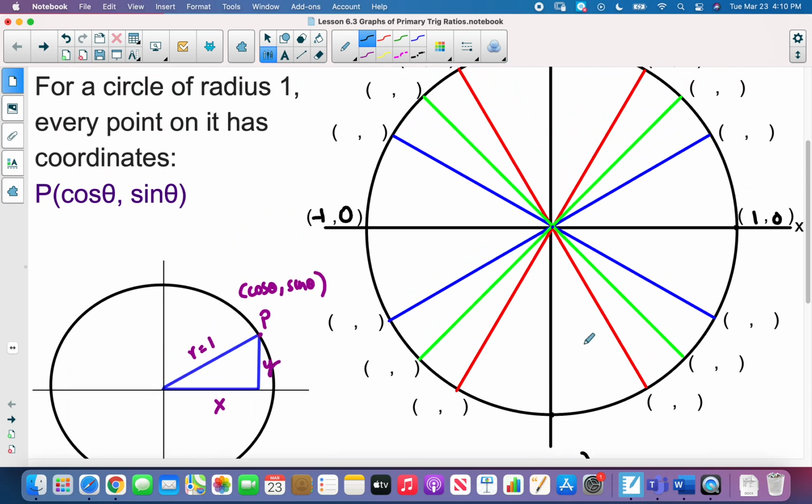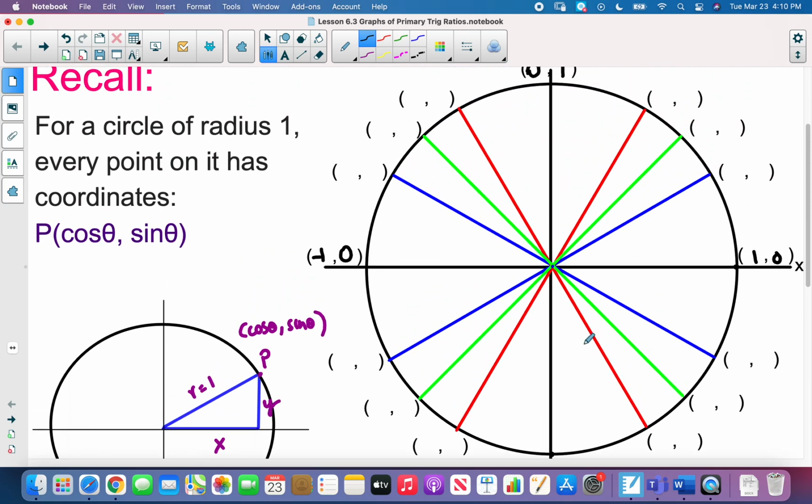Those are the easy ones to say what cos theta and sine theta are for those angles of 0 radians, pi by 2 radians, pi radians, 3 pi by 2 radians, and 2 pi radians. You can easily tell what the sine and cosine are at those angles. What about the angles in between?